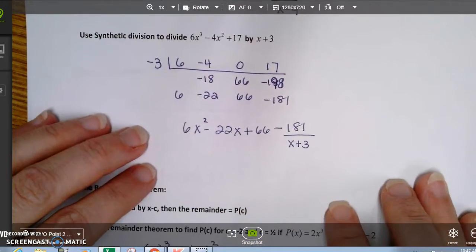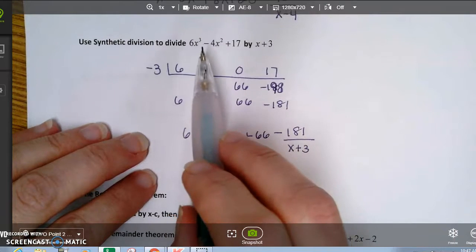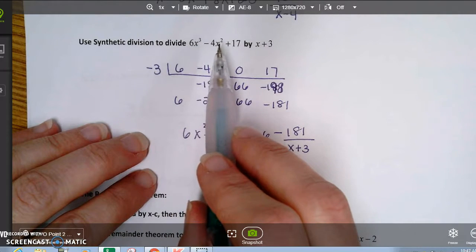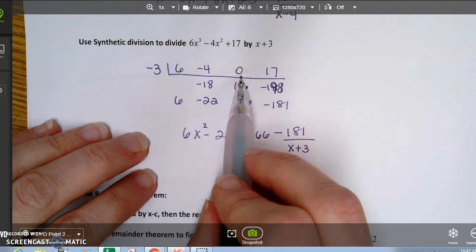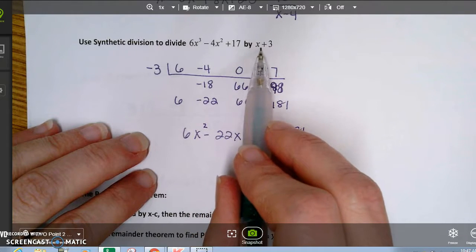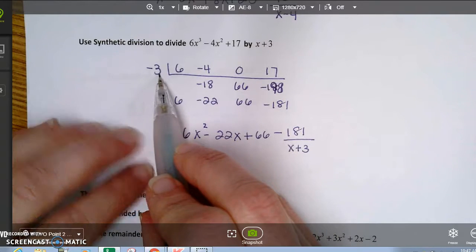All right, let's try again. Synthetic division. So I have 4th power, 2nd power. I'm missing 1 power, so I have to put a 0 in here. The factor is x plus 3. The root is negative 3.